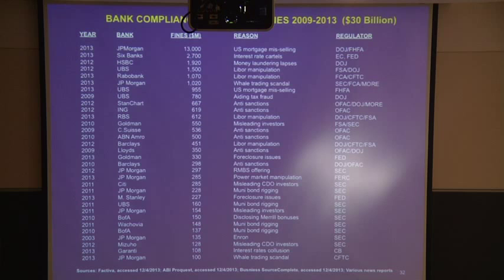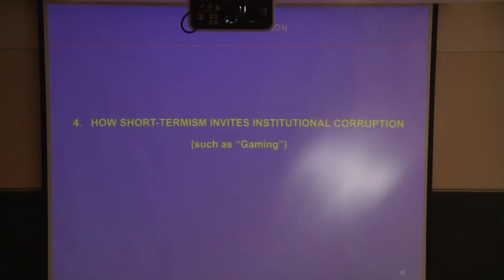So one of the things that retired professors do is that they make lists. And this is a list of all the bank compliance failures and fines from 2009 to 2013, which is $30 billion in fines. And if you include the settlements paid out to injured parties, it's $90 billion. So, how does it all happen?